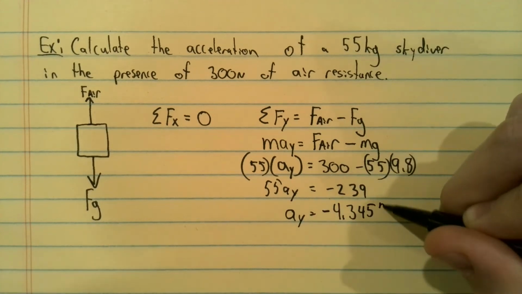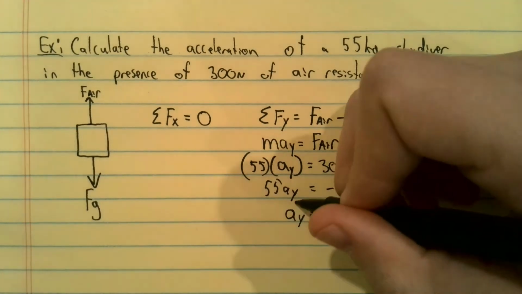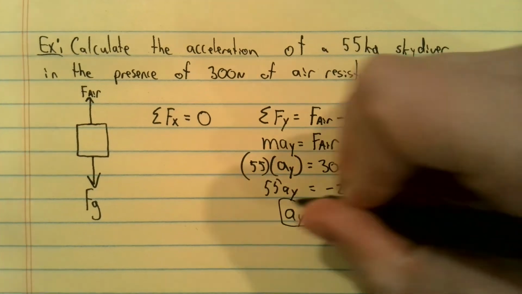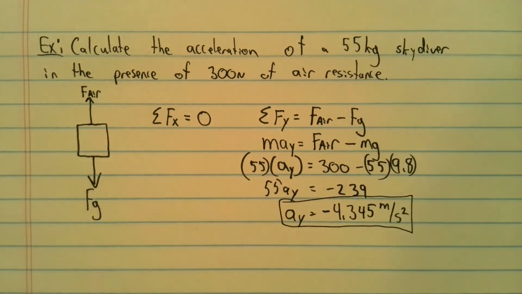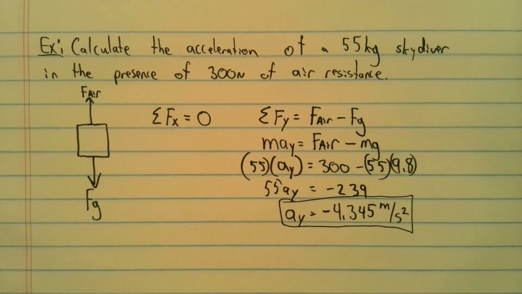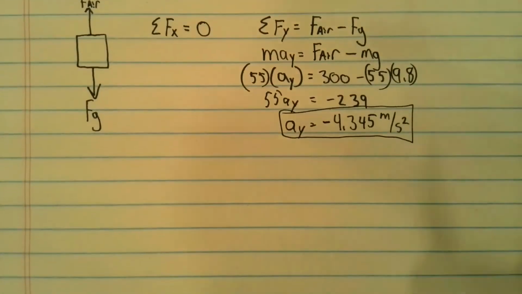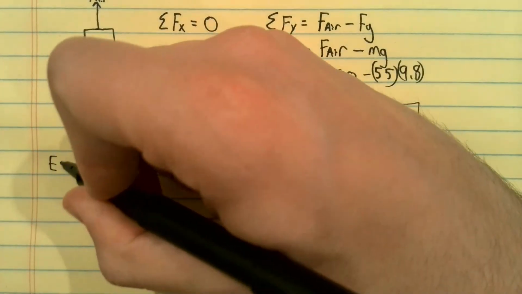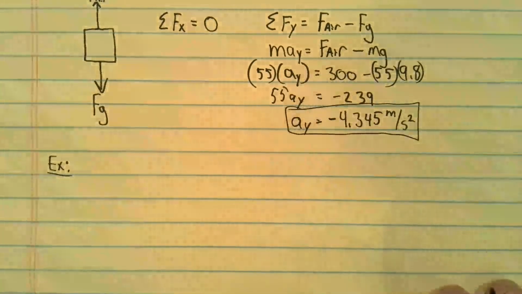So normally, this falling object would have an acceleration of negative 9.8. However, the presence of air resistance has slowed us down, and the use of the net force equation helps us solve that quite easily. Let's take a look at one more, and we'll stop for the day. Okay.